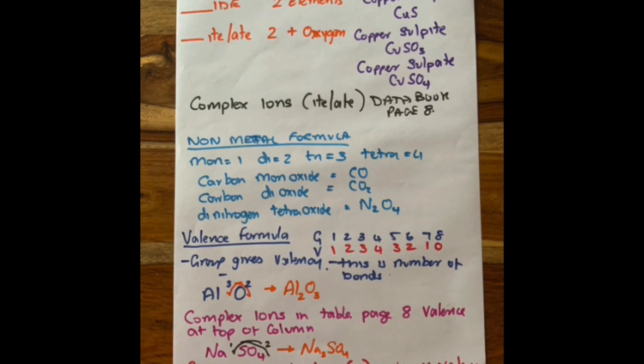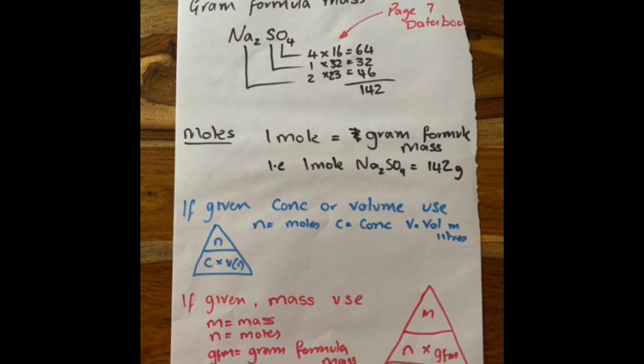Calculations. The first part of any calculation is to work out the gram formula mass. Add up the weights of all the elements. A mole is the gram formula mass as grams. So 142 grams for sodium sulfate there. The 2 triangles you're given. One is for if we're talking liquids, so it mentions concentrations and volumes. One is we're talking masses, so we've got mass and gram formula mass.